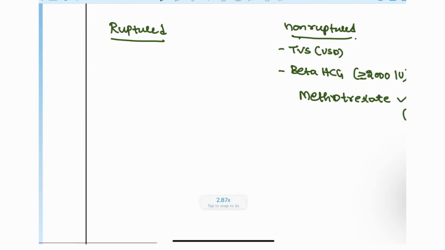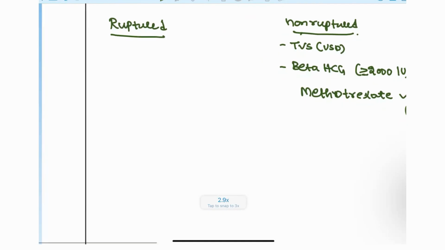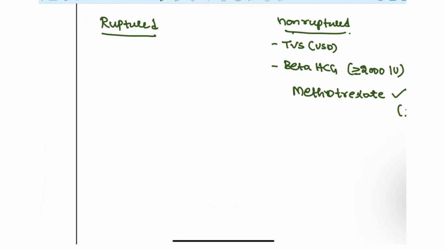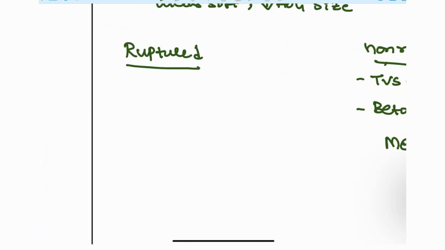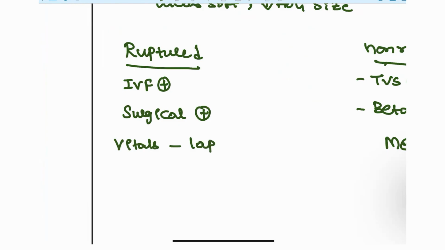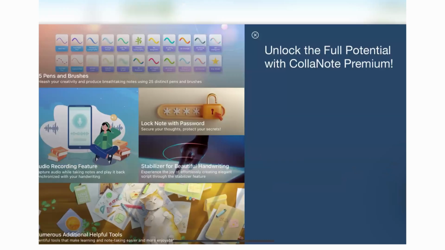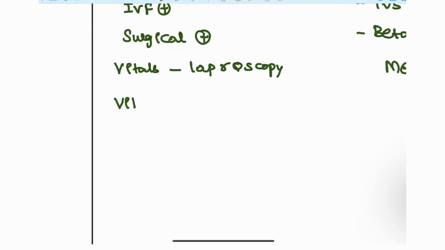Next, coming to the ruptured ectopic pregnancy. What is the treatment that you are going to give? When you see a ruptured ectopic pregnancy, immediately start the patient on IV fluids. Then it is always going to be surgical intervention only. In this surgical intervention, if the patient's vitals are normal, then you can go for laparoscopic salpingectomy. If the patient's vitals are abnormal, if you see the patient is unstable, then you have to go for laparotomy. This is the first thing that you have to do.